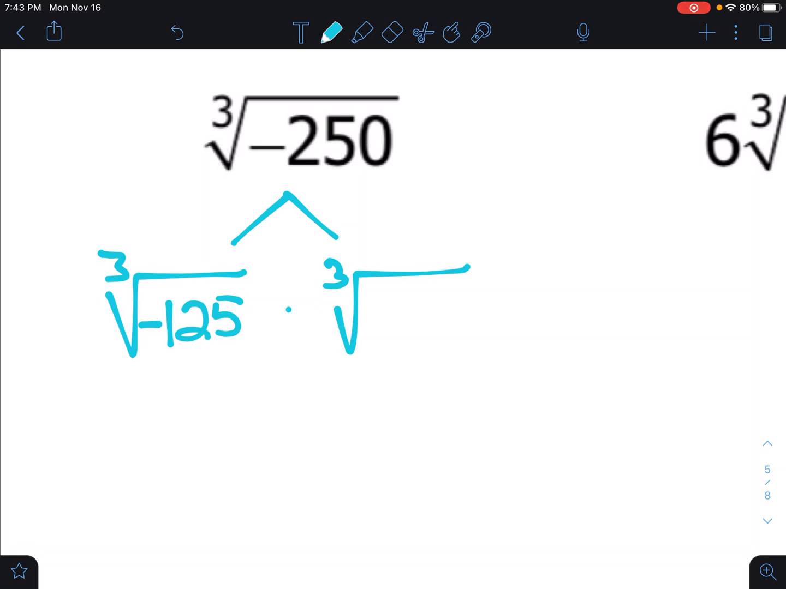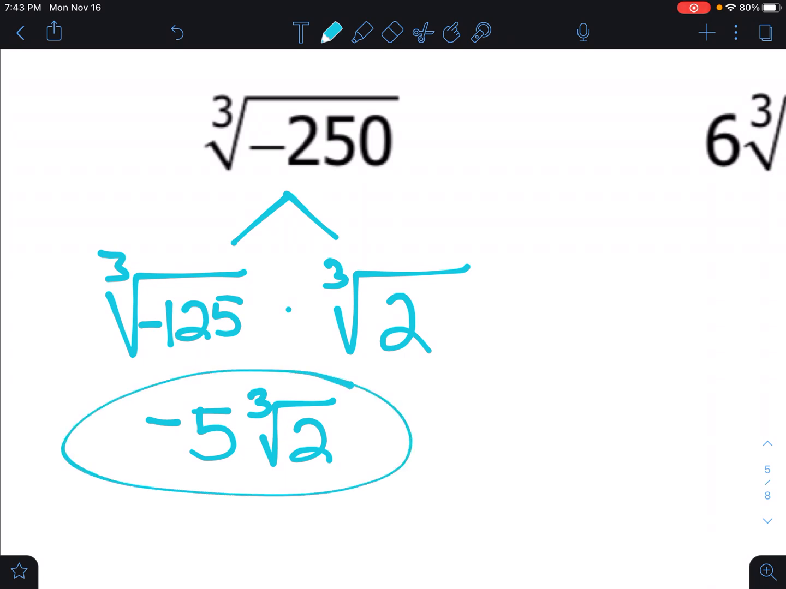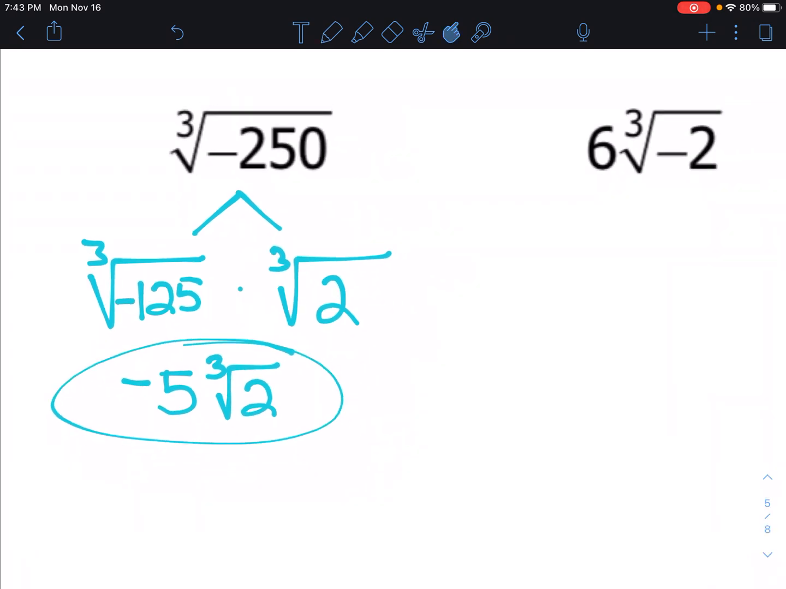And then what do I have left over? This would be cube root of 2. So now this right here is negative 5. And this is the cube root of 2. So now I have my answer there, and that's how that works.